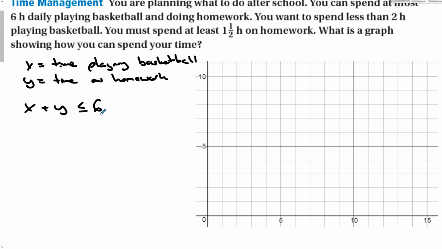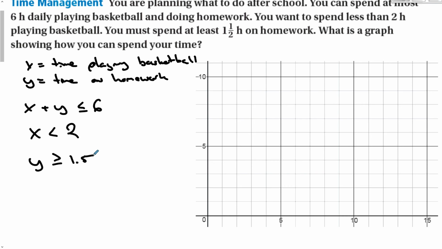Next, you want to spend less than 2 hours playing basketball. So X has to be less than 2. You must spend at least an hour and a half on your homework. So Y has to be greater than or equal to 1.5. Let's just put it as 1.5.